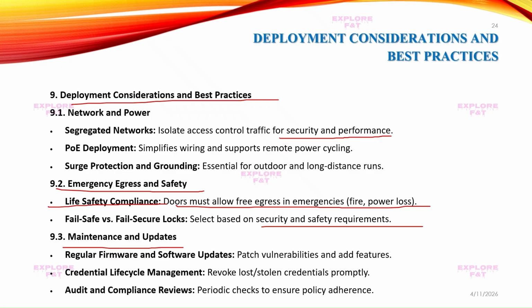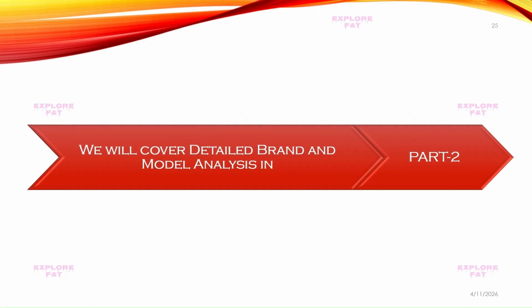Maintenance and updates. Regular firmware and software updates patch vulnerabilities and add features. Credential lifecycle management: revoke lost or stolen credentials promptly. Audit and compliance review: periodic checks to ensure policy adherence. Okay, so that's it. We have finished part 1, and we'll cover detailed brand and model analysis in part 2.